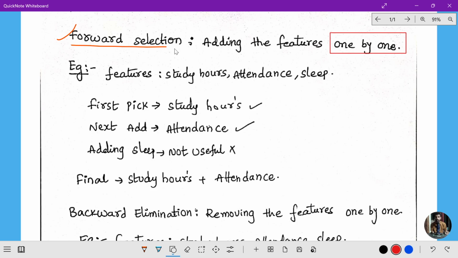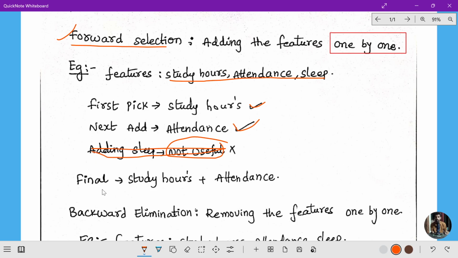So what is the meaning of forward selection? Adding the features one by one. So features, let us see. The columns are study hours, attendance and sleep. First, pick up what are the important features to have good marks. The first one, study hours, is important. The second one, attendance, is also important. So adding sleep: we cannot say that if you sleep 12 hours or 13 hours, you get good marks. No. So you need to remove this one.